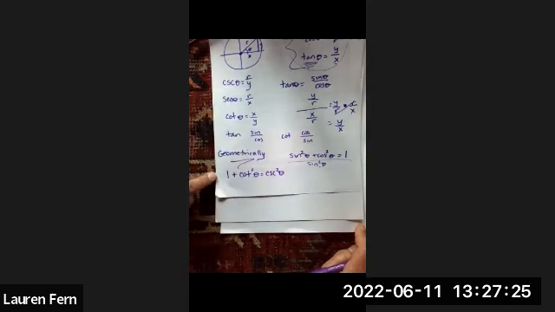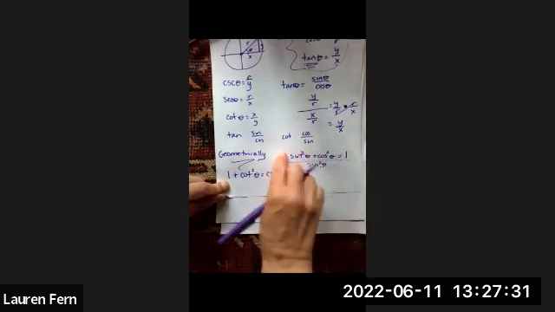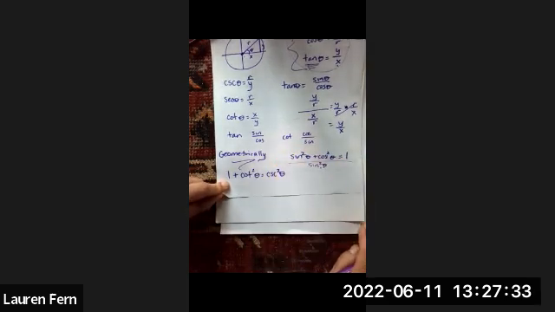Is this an identity we use a lot? No, but it's a good one to know. And notice it just comes straight from our Pythagorean identity.